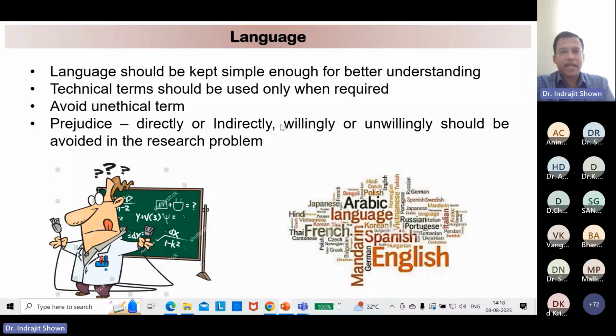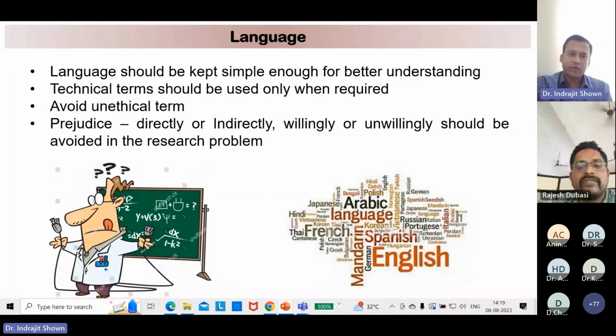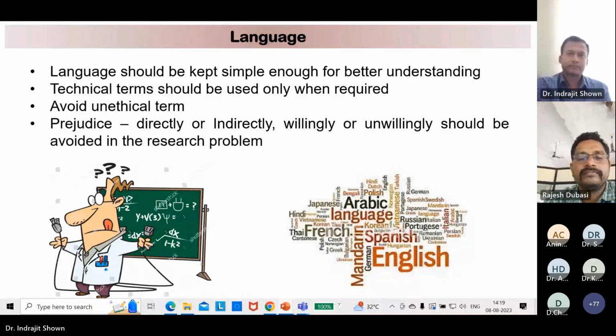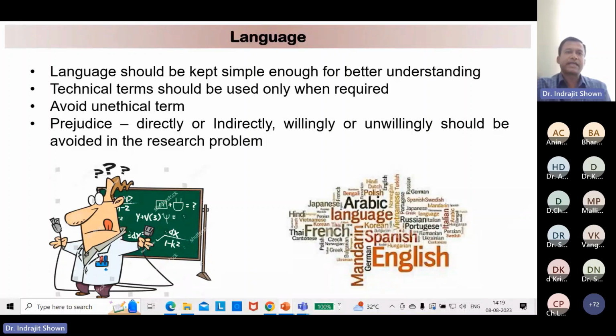Then the next one is language. This is the most important part of manuscript writing, research topic selection, your explanation or conclusion. Any part, it is one of the important mediums. It should be very simple, understandable for anyone in a straightforward manner. And there are certain technical terms we should use, because without technical terms you cannot explain in the scientific community, for better understanding or better citation.